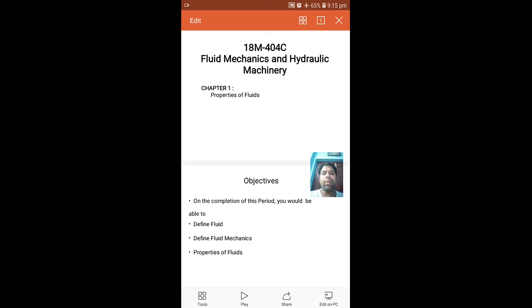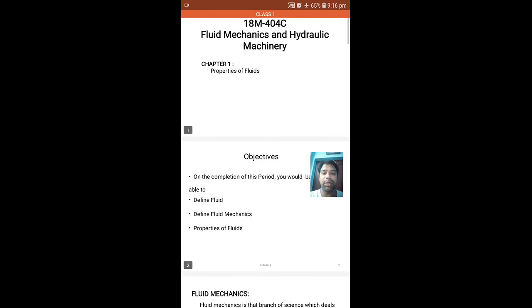Now, what are the main objectives? On completion of this session, we will have a thorough knowledge of what a fluid is, define fluid mechanics, and the properties of fluids. So we have to get a thorough knowledge of what fluid mechanics is and what the properties of fluids are. Now, these are the main objectives.